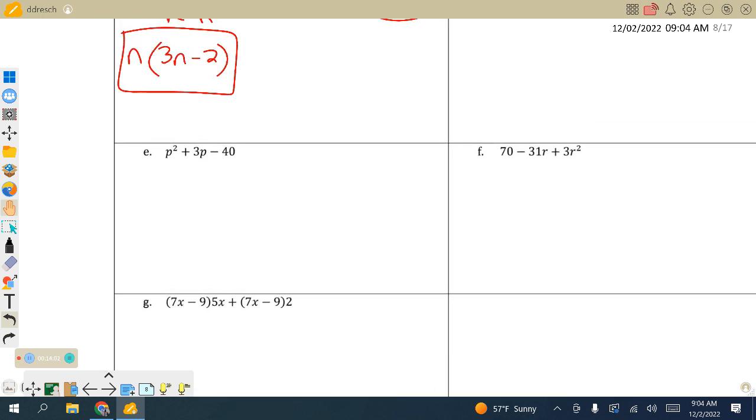Let's just go drop it. Let's do letter E, and then we'll flip it to where today's at. Okay. On letter E, we're in standard form. Pretty cool. A is 1, B is what? 3, and C is negative 40. Here, A is 1.